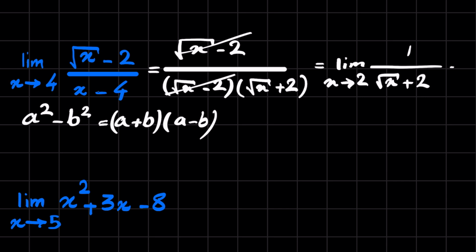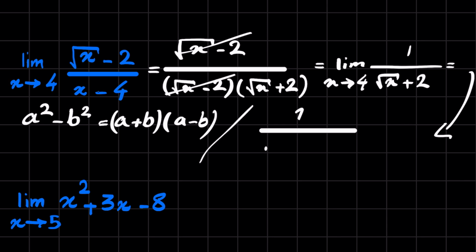And the answer is going to be, let me just write it down here. I'm sorry, this is 4. It's going to be 1 over square root of 4 plus 2, which is going to be 1 over 4.